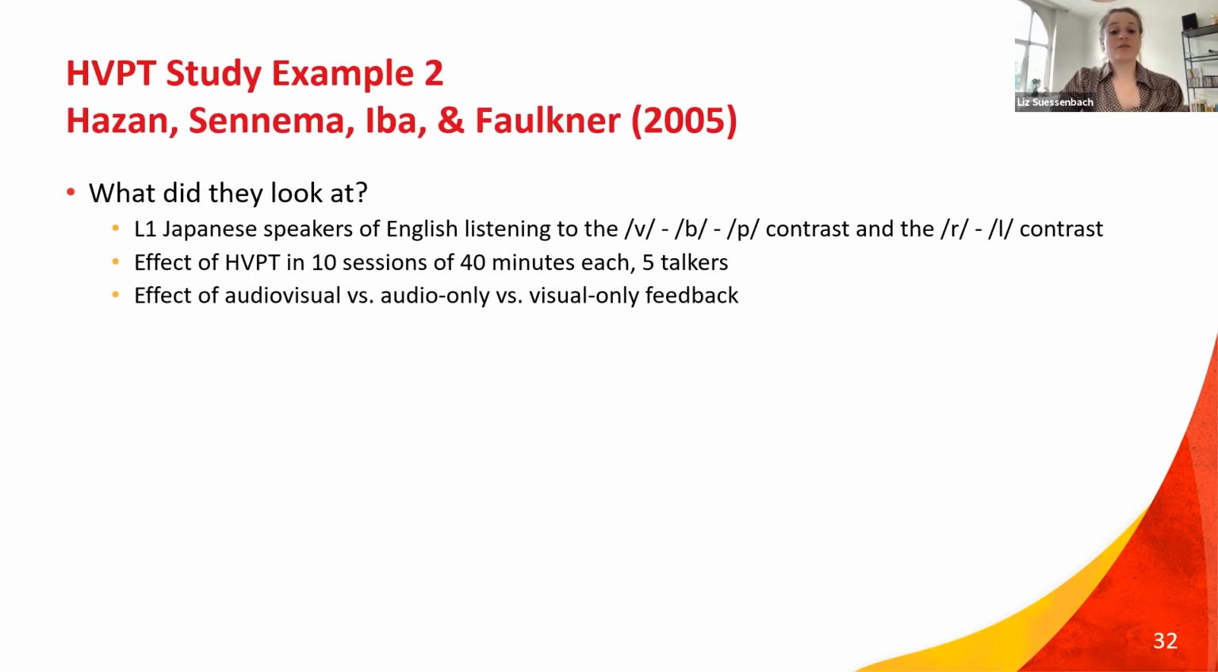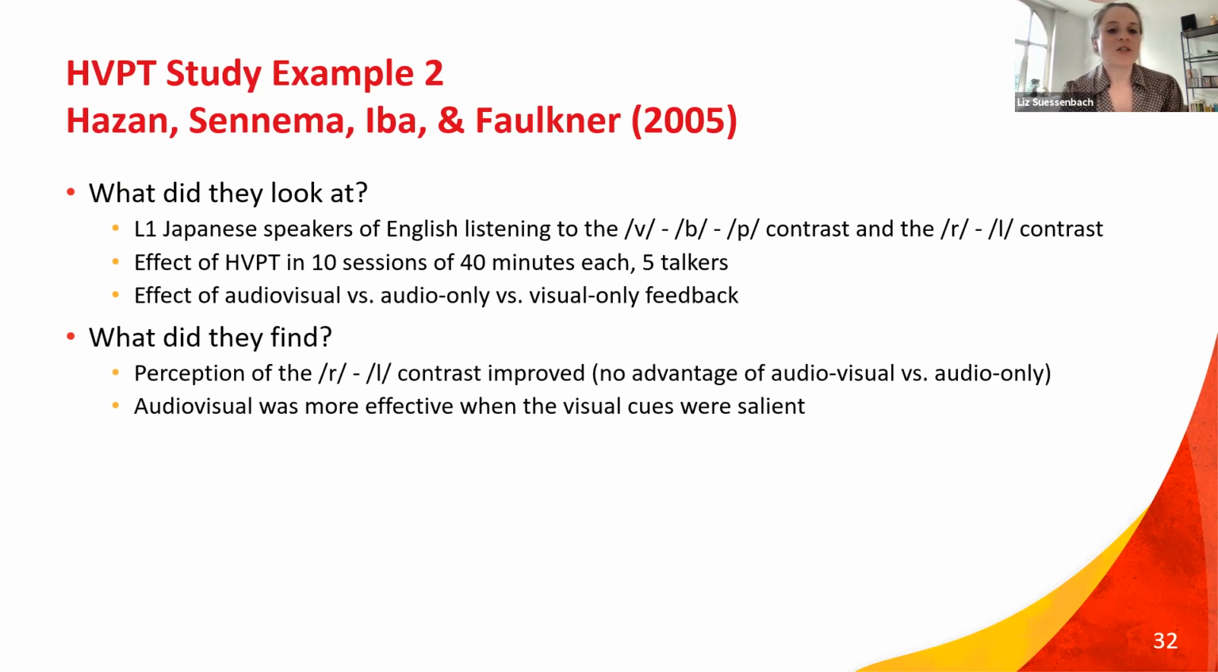Yeah, so the study that interested me for my dissertation was the one by Hazan et al. So they looked at L1 Japanese speakers of English, listening to the VB contrast and the RL contrast in 2 different conditions. And the effect of HVPT was measured in 10 sessions of 40 minutes training each, and they were exposed to 5 talkers. They also compared the effect of audio-visual versus audio-only and visual-only feedback, and found that the perception of the RL contrast improved, no matter if it was audio-visual or audio, but that audio-visual was more effective when the visual cues were salient.